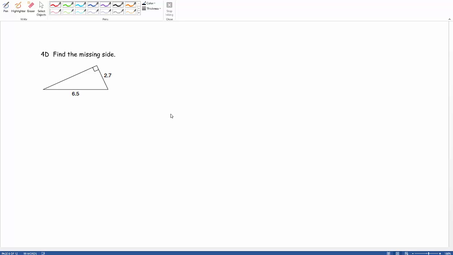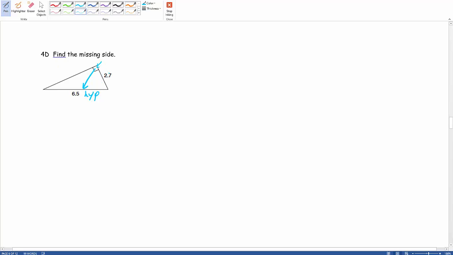Here we are at our chapter 1, target 4D. We're asked to find the missing side. Now, just looking at our image, we do notice that we have a right triangle because it does specifically say that we have this 90 degrees right here. And as a result, anytime that we have a 90-degree marker, the side opposite of that is always going to be our hypotenuse.